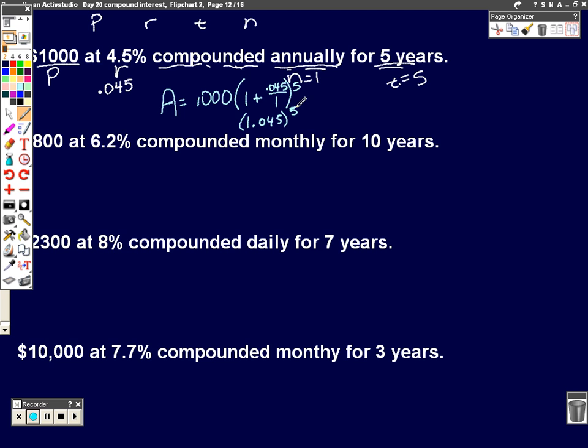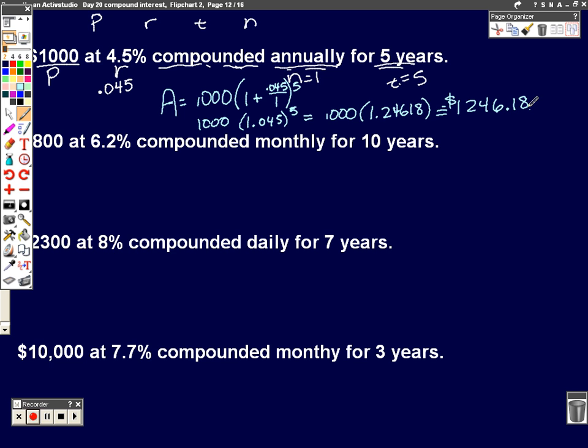I need to raise it to the power first and then multiply by 1,000. So when I raise that to the 5th power, let's see what we get. Hold on a second. So what you get is this to the 5th power, and then 1,000 times that. Then you multiply those together. You end up with $1,246.18. When we're talking about money, we stop after 2 decimal places, right? Because there are 2 decimal places.